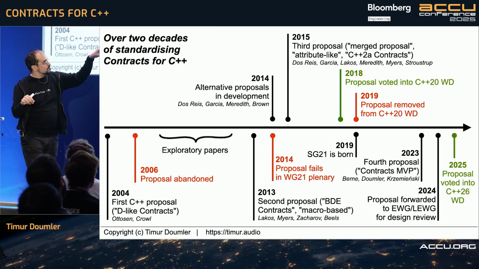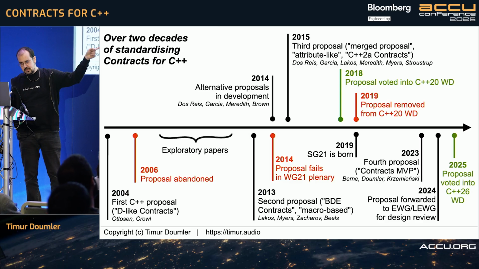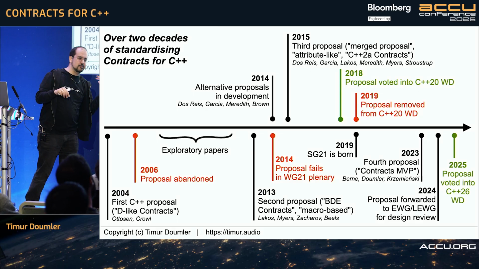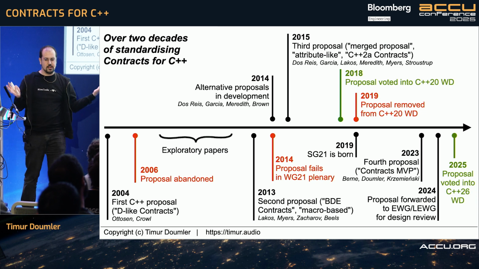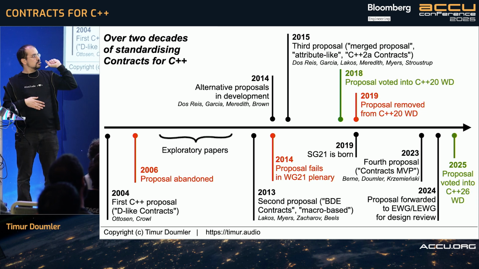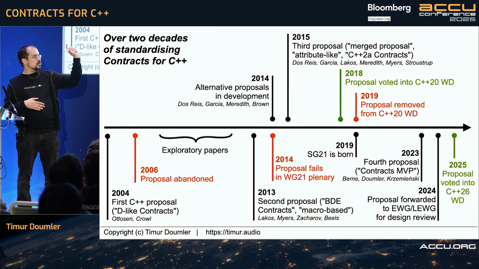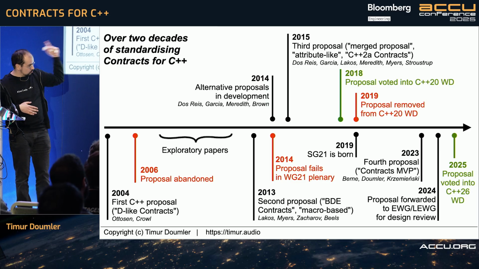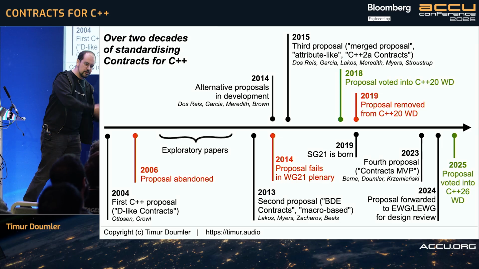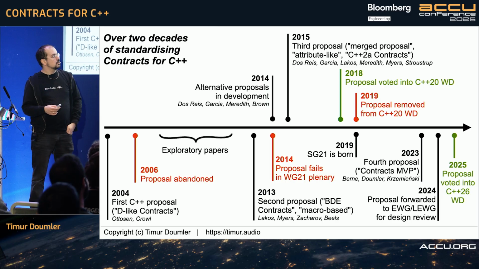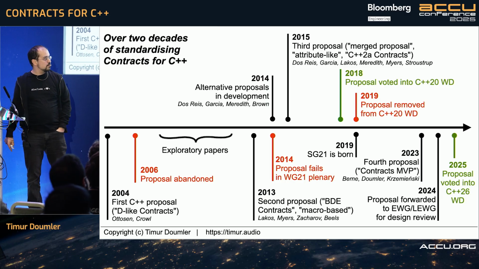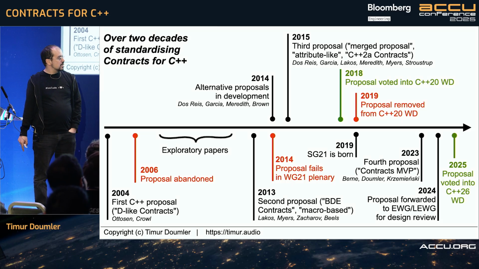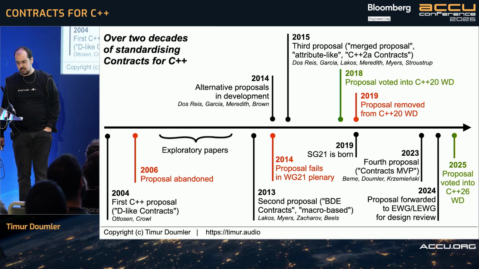That was approved for C++20 in 2018, and then in 2019 it was removed again because it turned out that it doesn't quite work. And then we got a study group that was founded in 2019, actually 21, and that was working for six years now on this fourth iteration of this proposal, and finally now it's been approved again. And we are now in a good spot here after 21 years of work.